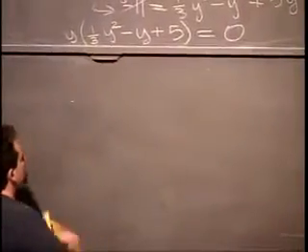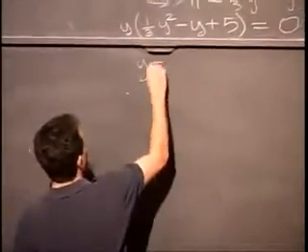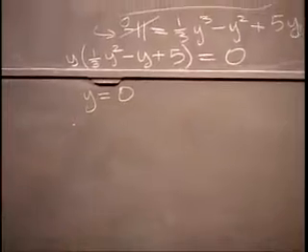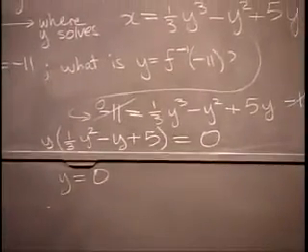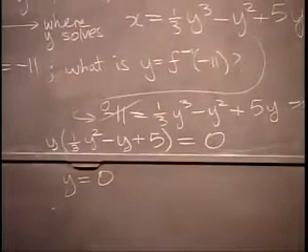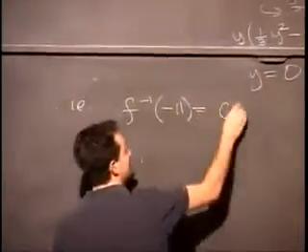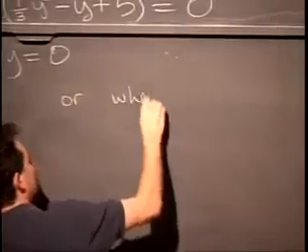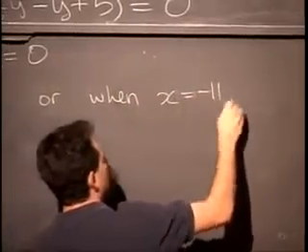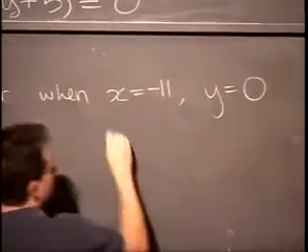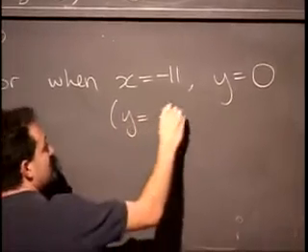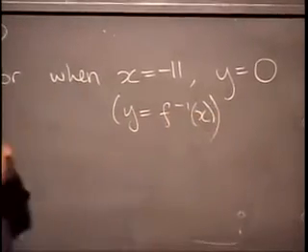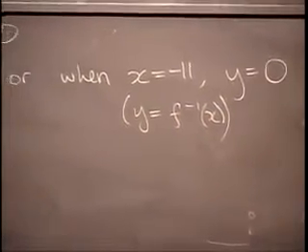Anyway, the solution can only be y equals 0. So we've actually proved that the inverse function at minus 11 is 0. Or if you prefer, when x equals minus 11, y equals 0, bearing in mind, of course, that y is the inverse function of x. Just to remind you, these two things mean the same thing.